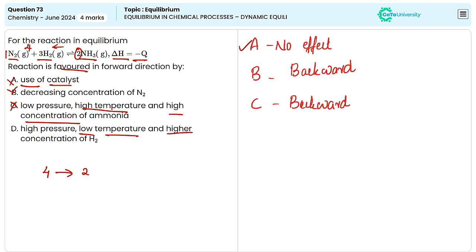And the last one is given as high concentration of hydrogen. When the concentration of the reactant is increasing, the reaction will try to decrease it by increasing the forward reaction. So option D is giving an effect in which they will favor the forward reaction. So the correct answer is option D.